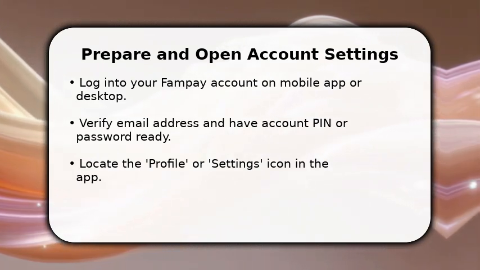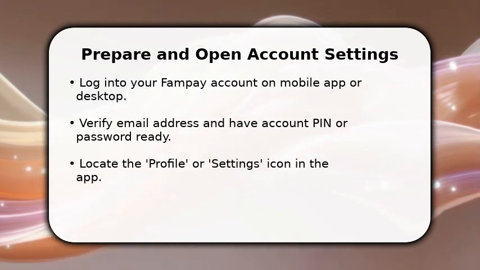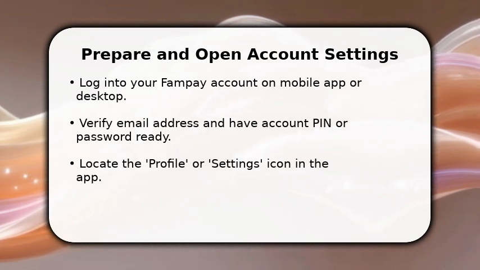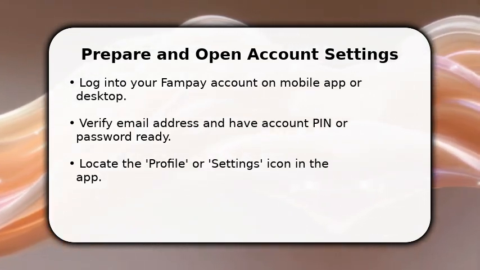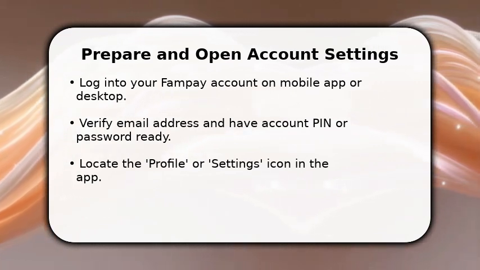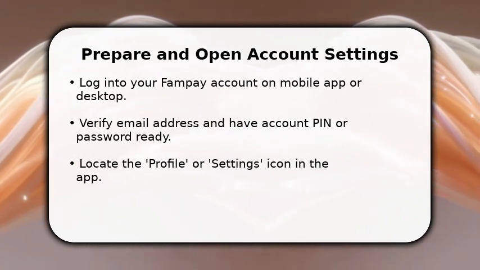Once signed in, tap the profile or settings icon. Make sure you have your PIN ready if prompted. You'll see sections like Notifications, Security, and Account. Start by selecting Notifications to avoid wasting time. This first action narrows options, so you can directly control email flows instead of toggling unrelated alerts.